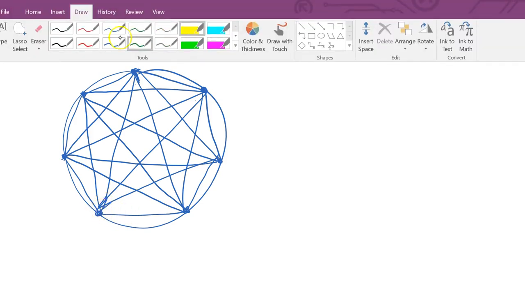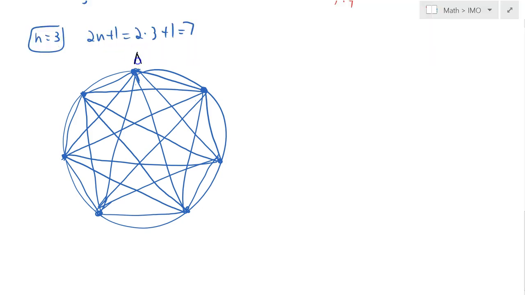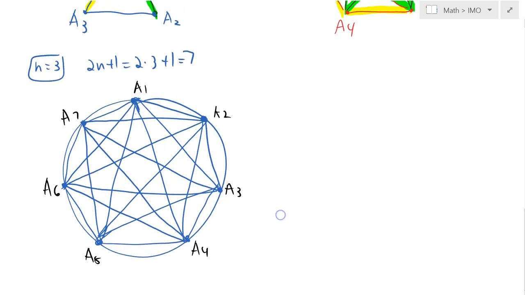Well, before I begin, let's be smart in here. So this is A1, A2, A3, A4, A5, A6, A7. After some trial and error, you realize that this case might not work actually, and in fact it doesn't. The reason is that if you count how many lines are coming out of A1, we have 2n lines going to all the other 2n vertices, right? Half of them has to be one color and the other half the other color.